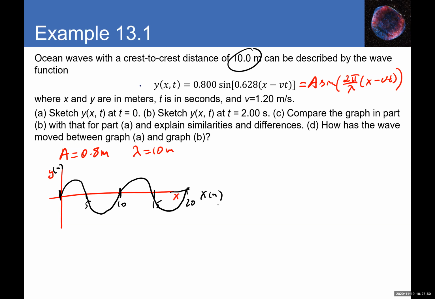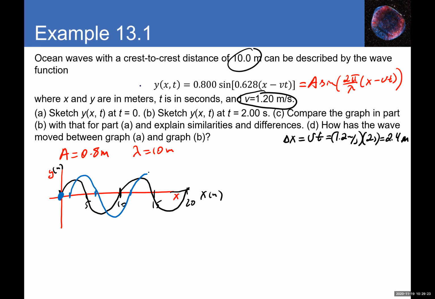And then I'm going to do 2 seconds later. My wave is moving at the speed of 1.2 meters per second. So I can say that delta x equals v times t, so 1.2 meters per second times 2 seconds gives me 2.4 meters. That means this particular part of the wave has now moved exactly 2.4 meters. The shape is just shifted by that much: 2.4 meters there, 2.4 meters there, and so on. So what I will have here is something like this.